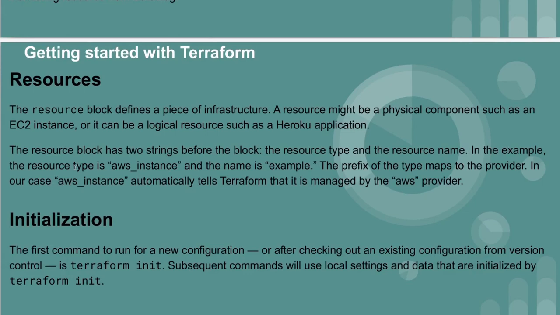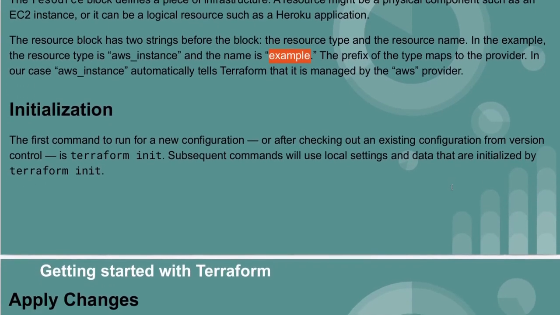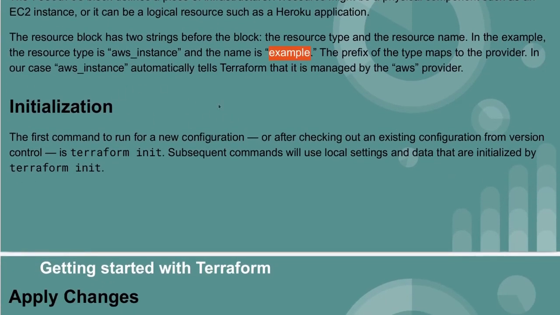In the example, the AWS resource type is aws_instance. So whenever you are going to launch any EC2 instance, you have to use the resource type as aws_instance, and the name is example, or you can write any name according to your preference. The prefix of the type maps to the provider. In our case, aws_instance automatically tells Terraform that it is managed by the AWS provider. First we have to initialize the repository after writing any configuration file.